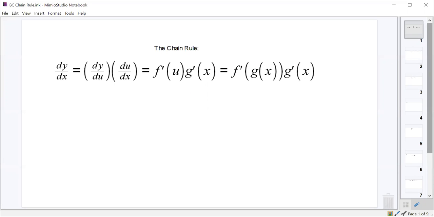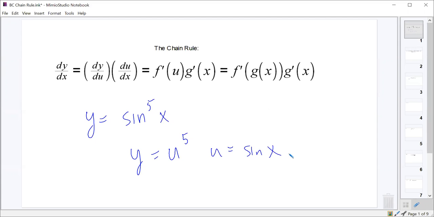Cool. So let's then briefly talk about the chain rule. The chain rule works when we have a composition of two functions, and we can write our function as y equals something in terms of u, with u equal to something else. Like, if I have y equals sine to the fifth of x, I can call this y equals u to the fifth with u equal to sine x. And the way you find this derivative is by taking dy/du and multiplying it by du/dx.